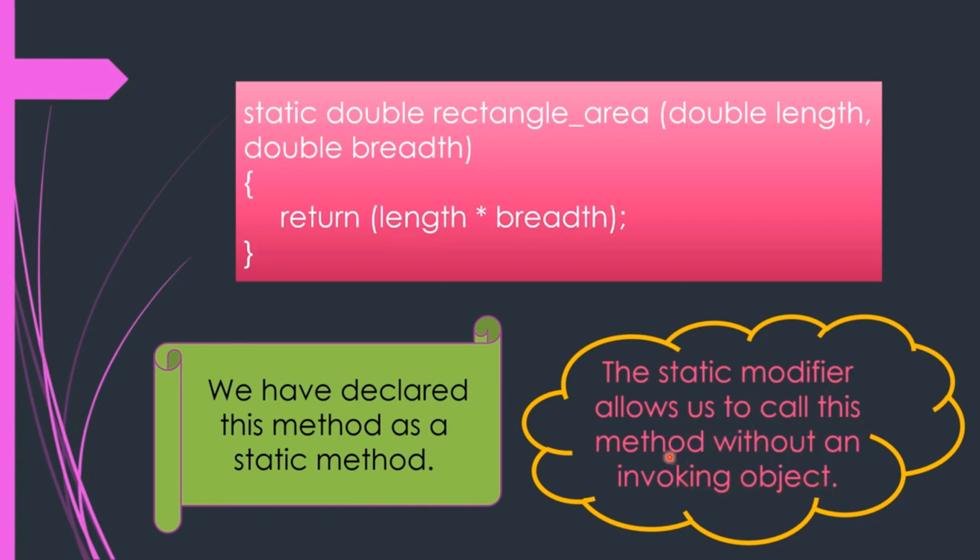What does invoking mean? Invoking means calling. So this is the main purpose of using static method here, because the static modifier will call the method without an invoking object. Means without calling the object, we can call the method with the help of static method. And that is why we have used the keyword static here to declare this method as a static method.